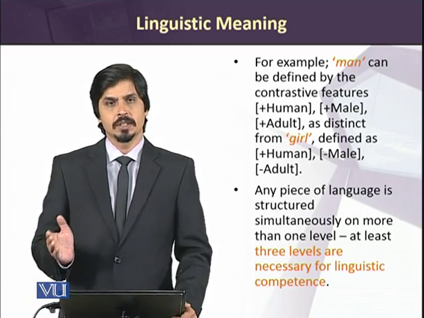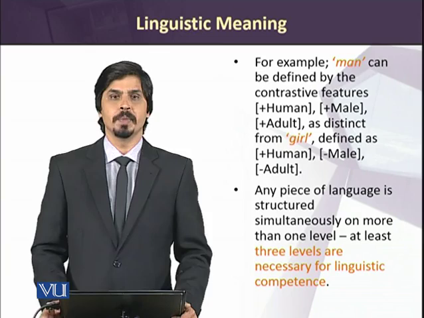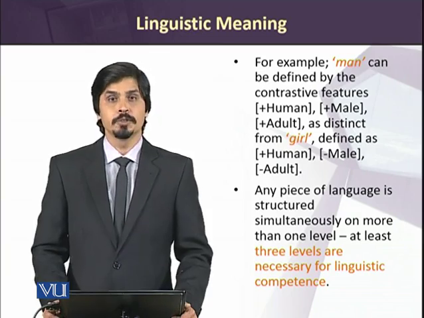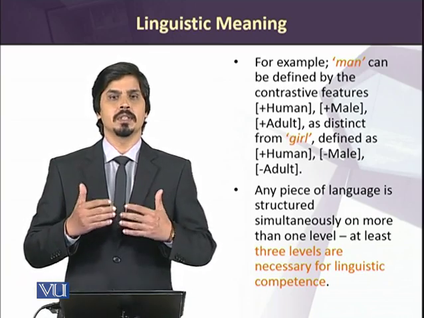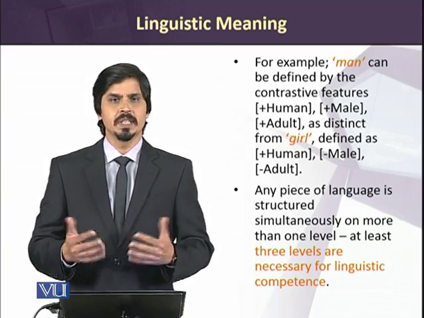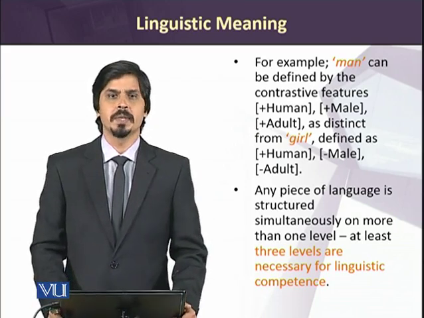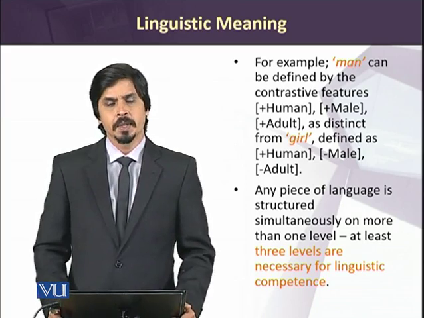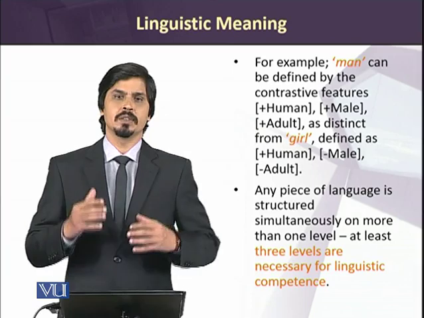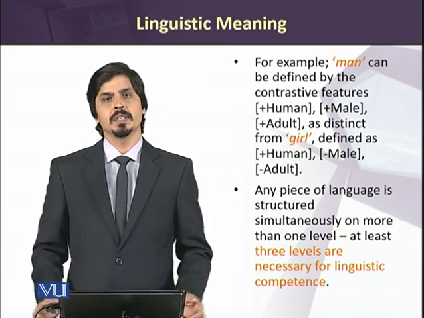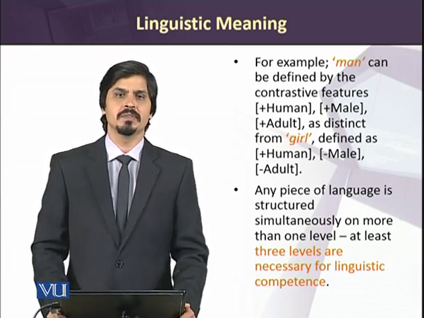In contrast, the meaning of girl includes human, but not male, and also not adult. So when a girl becomes adult, she becomes a woman, probably in general understanding. The meanings of girl are different from the meanings of man. So these are the basic meanings, and there are possibilities that the word girl or man can be used in different connotations, in different situations with different meanings.